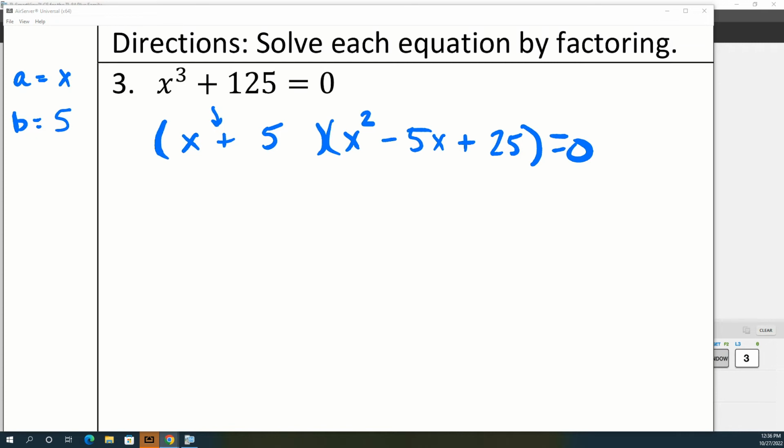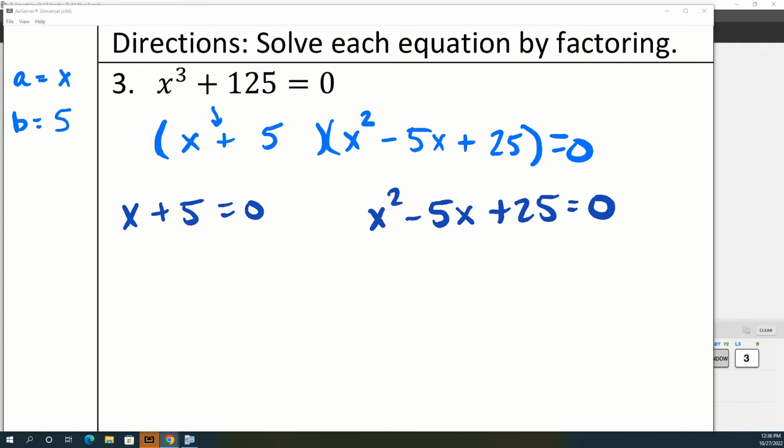Now, the sum and difference of cubes work out very similarly every time. So the x plus 5 equals 0 is going to be really easy to solve. But the x squared minus 5x plus 25 equals 0, we're going to have to do the quadratic formula on every one of these.